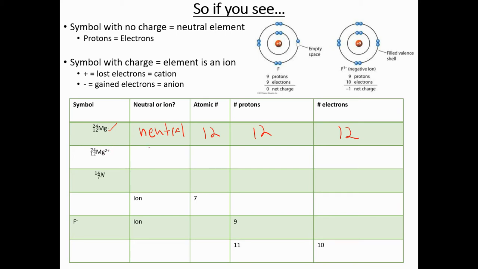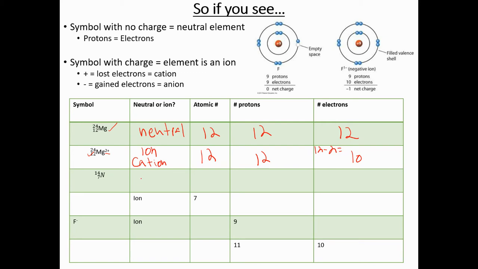Since there's a plus there, that means that it's an ion. Specifically, we lost electrons. It's positive. It's a cation. So what I would do is my atomic number is still 12. That's still at the bottom here. My number of protons is still 12. That's not changing. It's the electrons that are changing. So you have to figure out, did you lose or gain? Well, you're positive, so you lost electrons. How many? Well, 2. So that would be 12 minus 2, which is 10 electrons now.